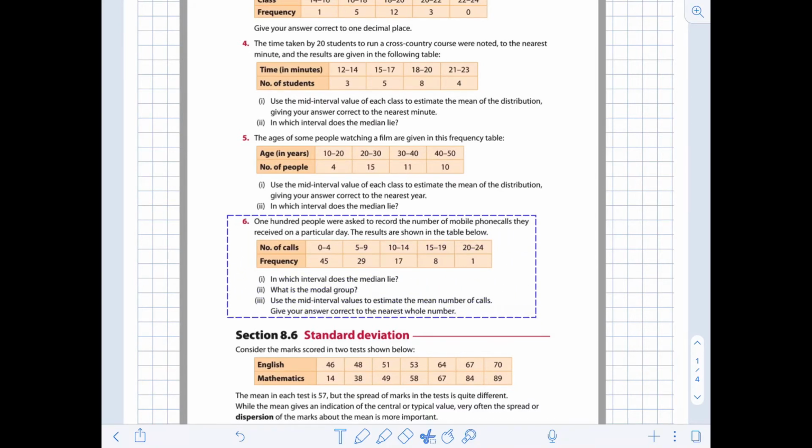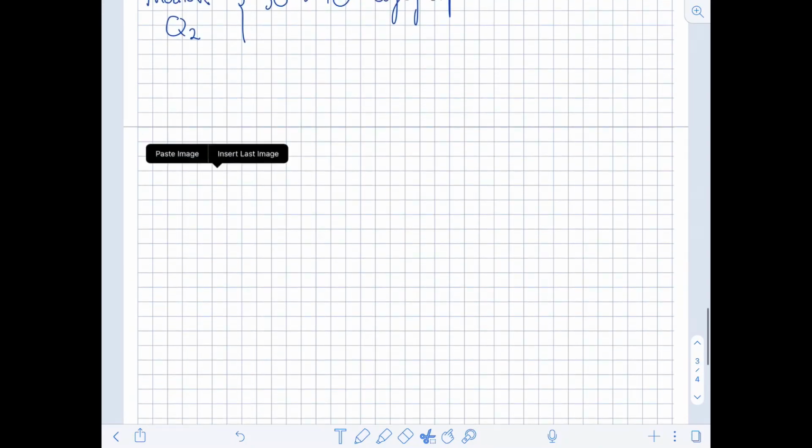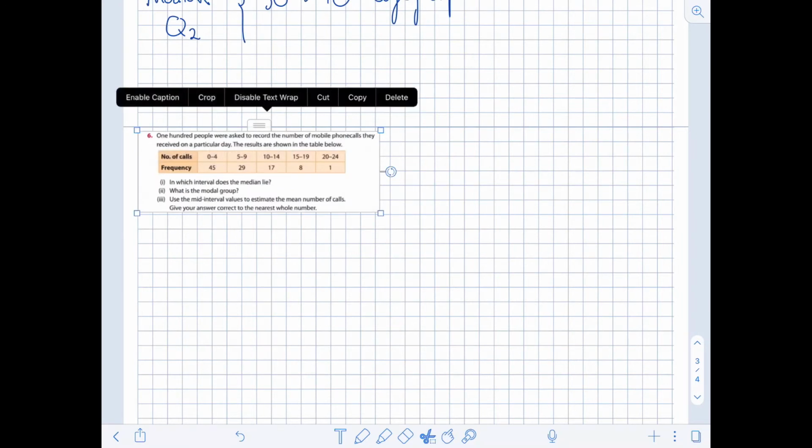Let's grab him. So this was the hardest question in that chapter. Paste image.